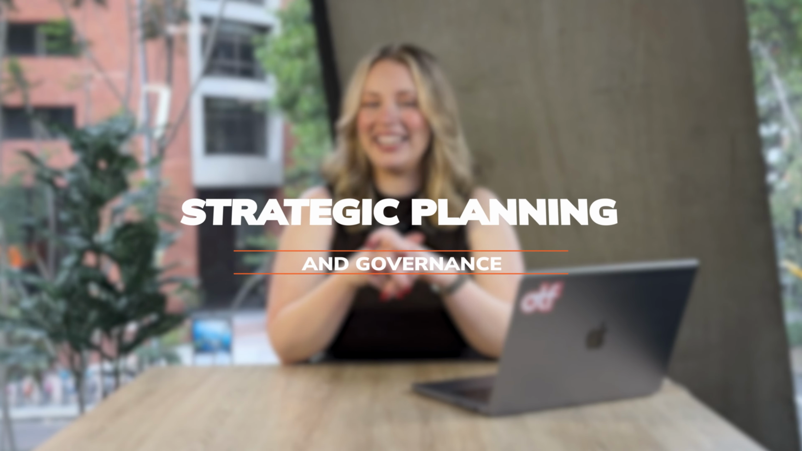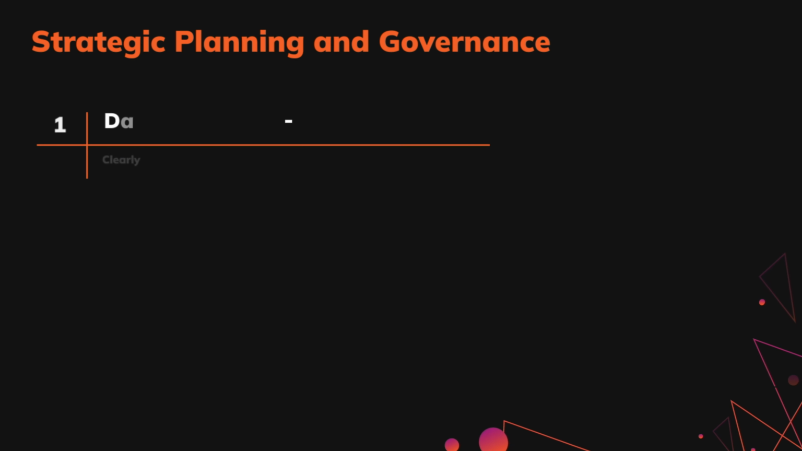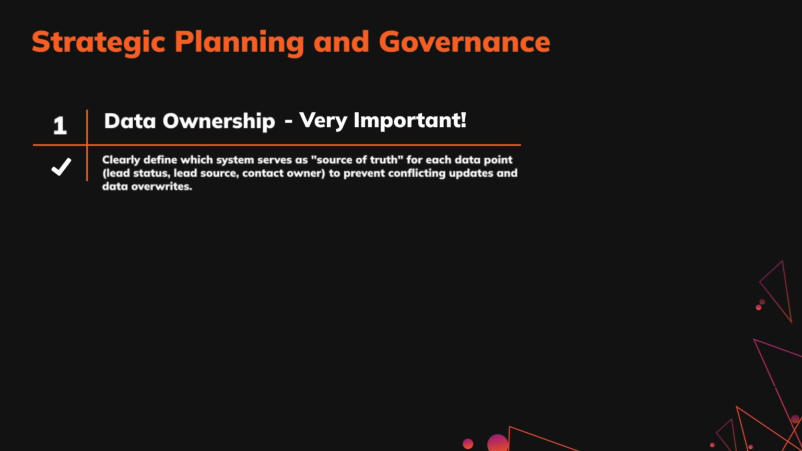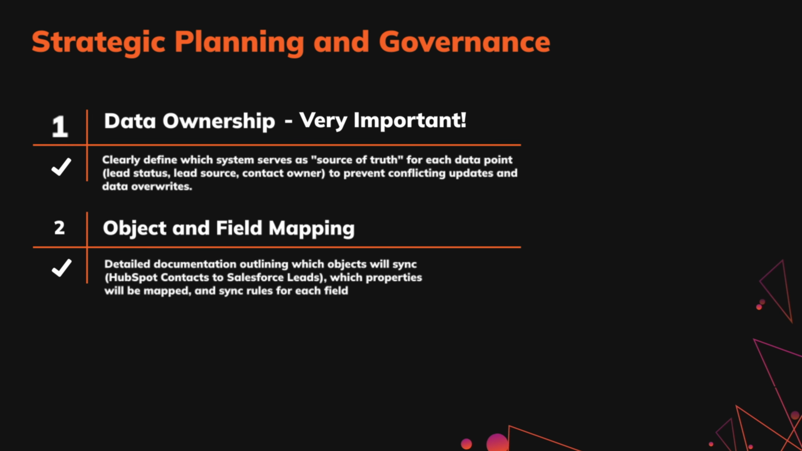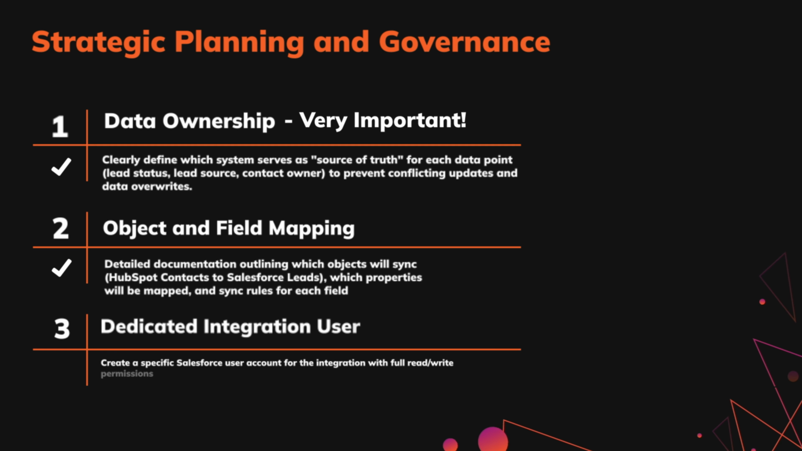Next, strategic planning and governance. So here, establish a master sync plan defining rules of engagement for integrated systems. This plan should document data ownership to clearly define which system serves as the source of truth for each data point, like lead source or contact owner, to prevent conflict overrides and data overrides. Object and field mapping: detailed documentation outlining which objects will sync, HubSpot contacts to Salesforce leads, for example, or which properties will be mapped and sync rules for each field.